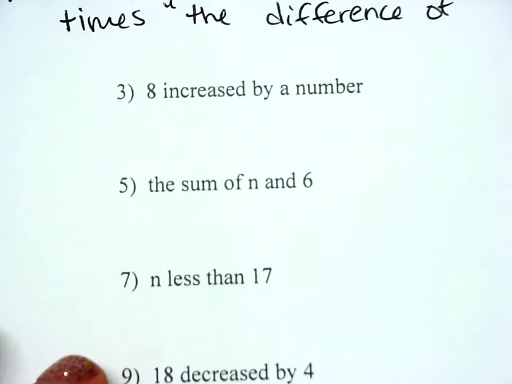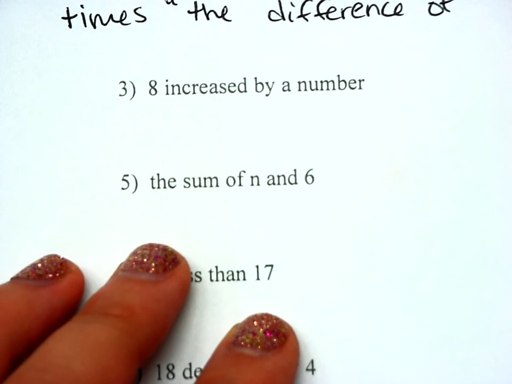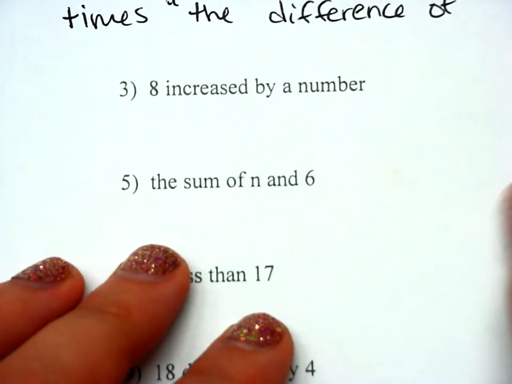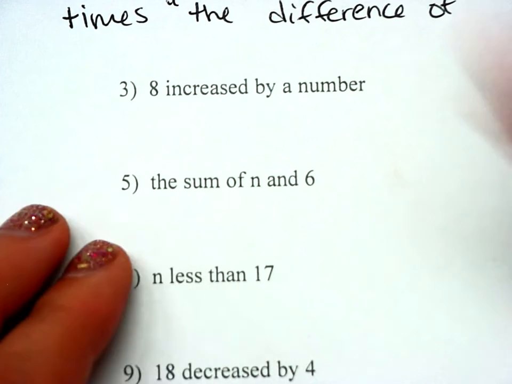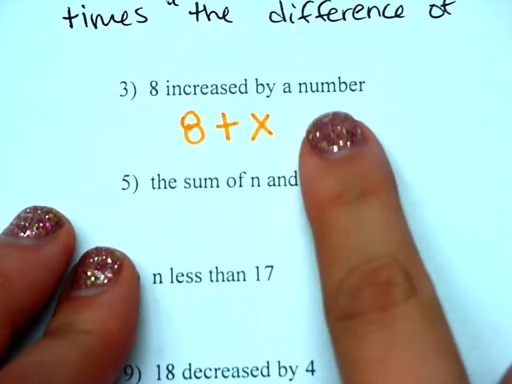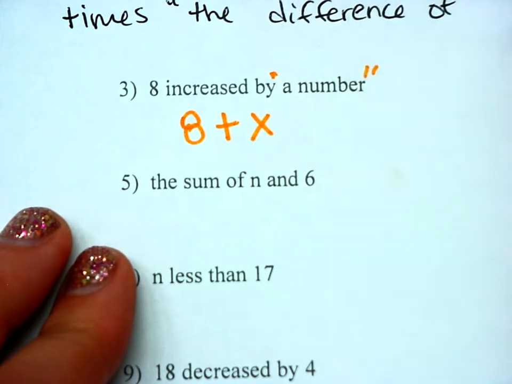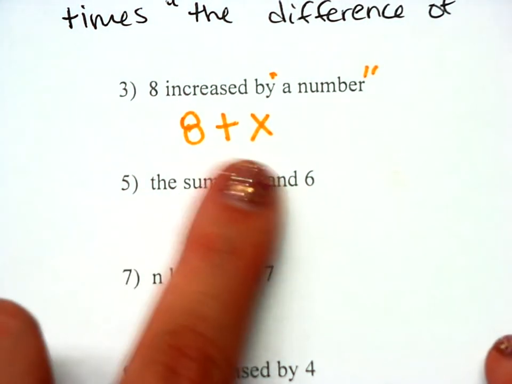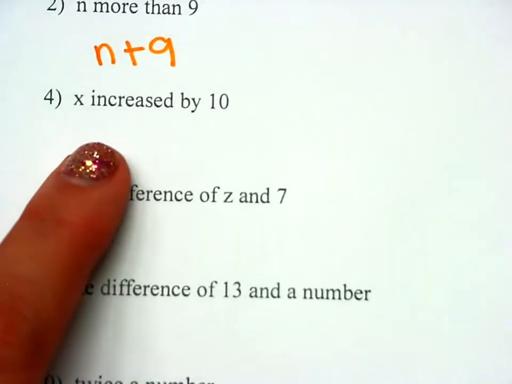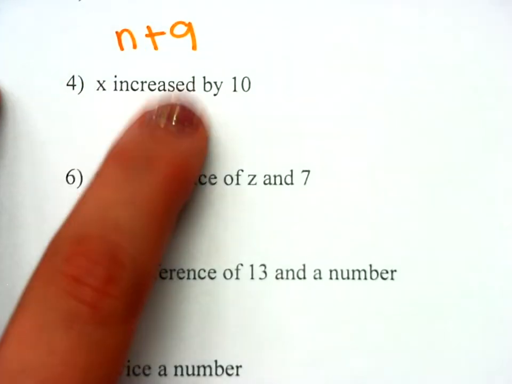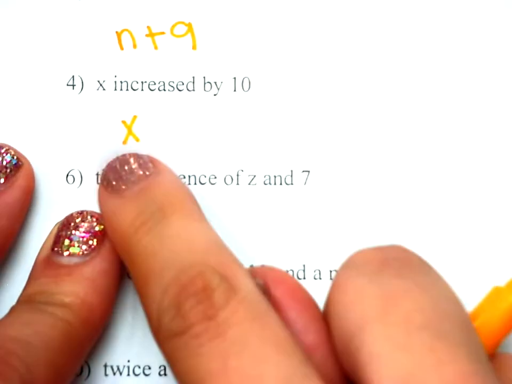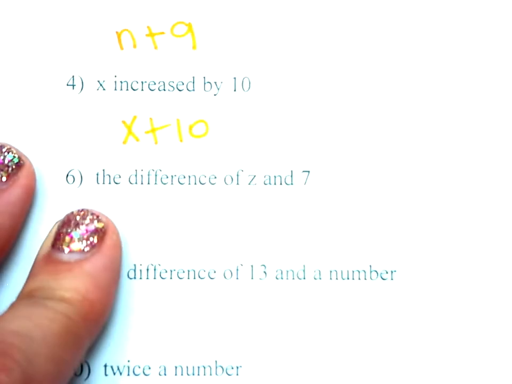Okay, next one, 8 increased by a number. So if I have increased by, increase tells me more than, so that's adding. So 8 increased by a number. When you see a number, I'm going to put that in quotes, that's any variable. I picked X, but you could totally pick whatever you'd like. Okay, next one, we're still on addition. So X increased by 10. So we're getting more than what we started with, X plus 10.